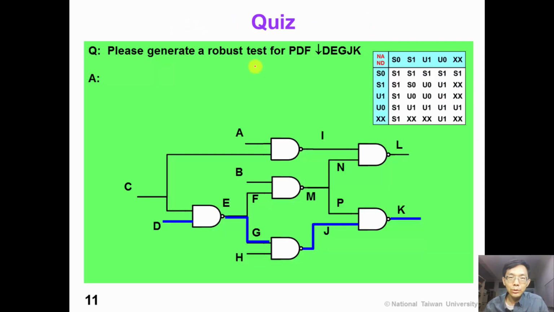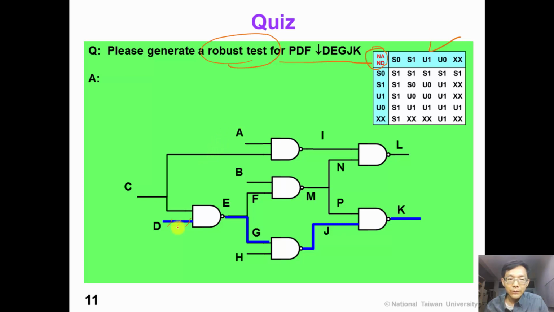Now it's time for you to do an exercise. Consider a path delay fault DEGJK, which is highlighted in blue in this figure. Please generate a robust test pattern for this path delay fault. On the side, we show a 5-value logic table for a 2-input NAND gate for your reference. Now please pause the video and work on this problem.